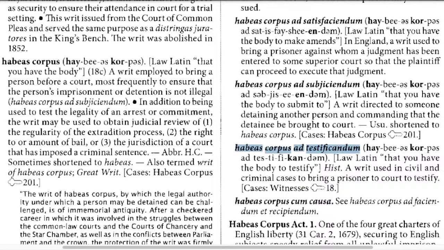So the habeas corpus ad testificandum. That you have the body to testify. So this one's that you have the body to submit to. This one you have the body to testify. So this is to bring you before the court. This one is to have criminal cases to bring a prisoner to court to testify.